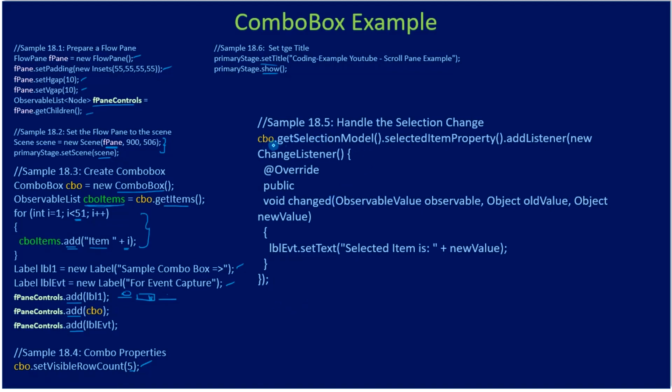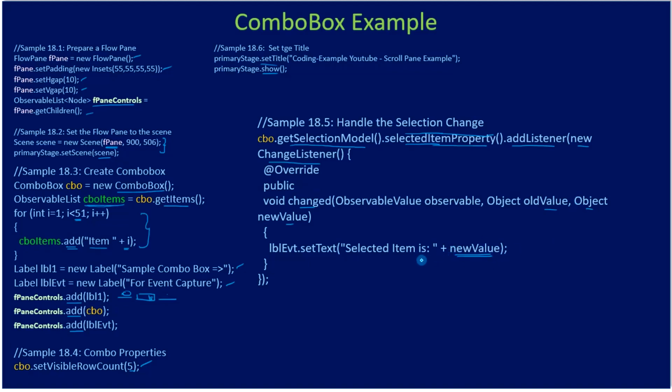And here if you see CBO dot get selection model, this will give us the selection model. Then selected item property, so this is the property selected item and we are making a call to selected item property. Then we are equipping the listener and implementing the change listener, and for the changed method we get the old and new value, and here we are reporting selected item is, we are just telling the new value.